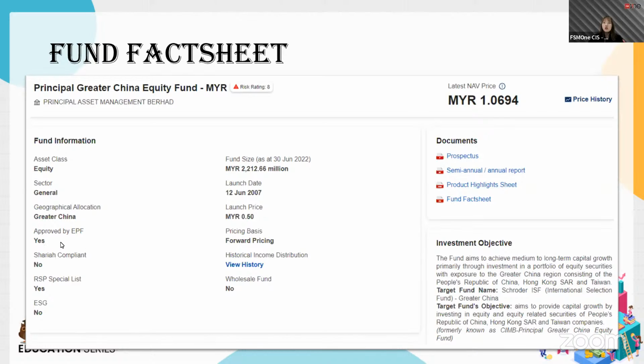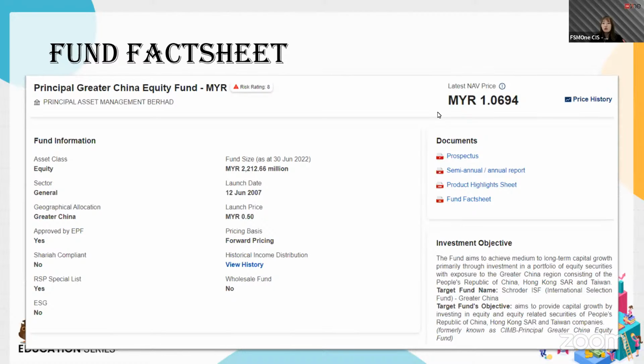So what does this mean? This means that an investor can not only use their cash to buy into this fund, but can also use their EPF investment to buy into this Principal Greater China Equity Fund. On the top right-hand side, you can see the latest net asset value. This serves as the indicative price whenever investors would like to buy or sell the fund. It is stated as indicative because whatever price you are buying at will only be reflected 1 to 2 working days later.